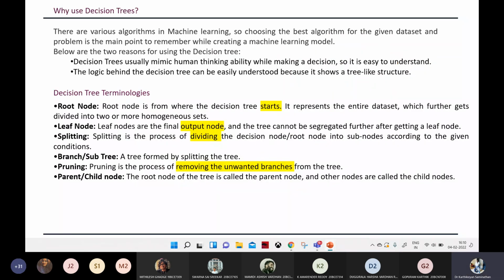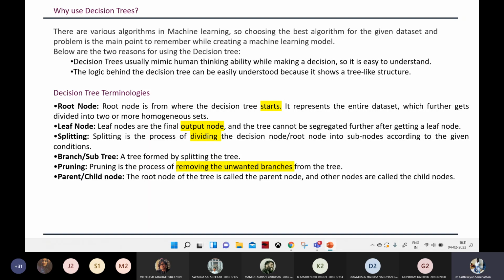So now there are different terminologies used in this decision tree. One is the root node, another is the leaf node, right? When you say root node, that is where your decision tree starts. When you say leaf node, that is your final node, where your decision tree ends. Splitting means dividing the decision tree, right?